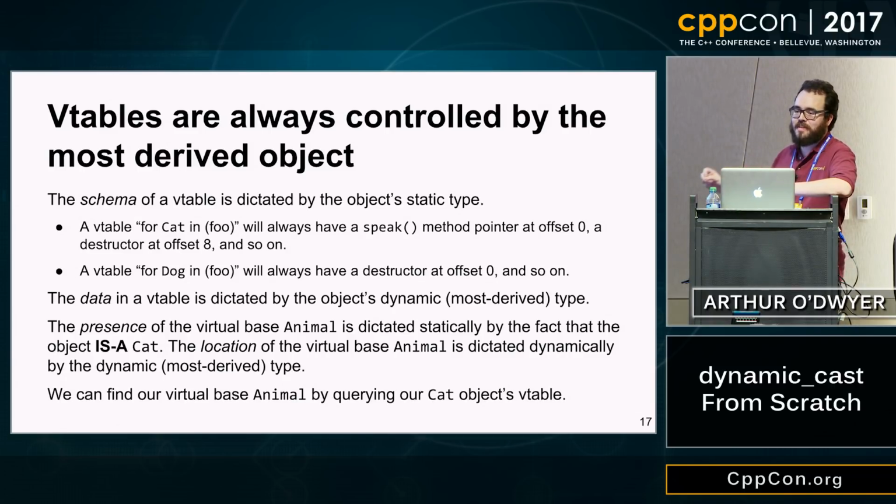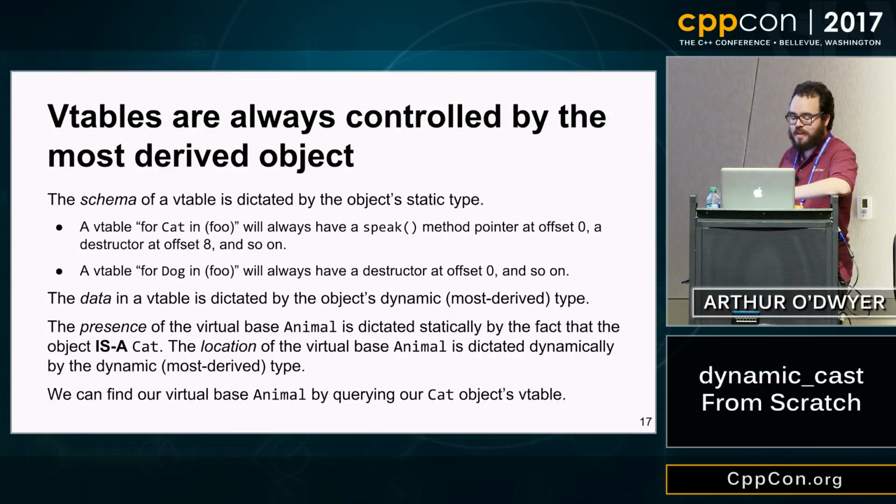A cat star will point to something that has all the cat bits in known places. And then I have to go look at actually what are those bits. And those bits will be dictated by the object's most derived type, the dynamic type. So in this example, I have a cat star, and the fact that the cat object has a virtual base animal is dictated statically by the fact the object is a cat. Every cat has a virtual base animal, I just might not know where it is. So the presence of it is dictated statically, the actual location of it is dictated dynamically by the most derived type. And the place where all this stuff comes together is in the vtable.